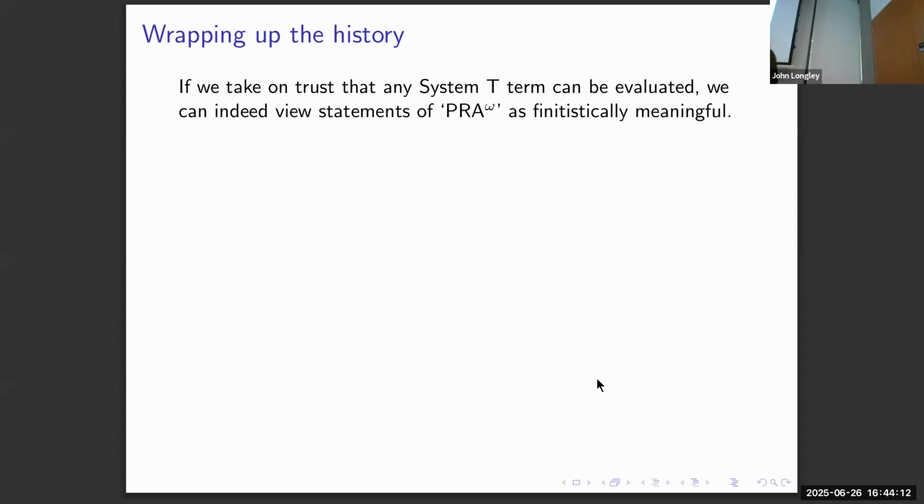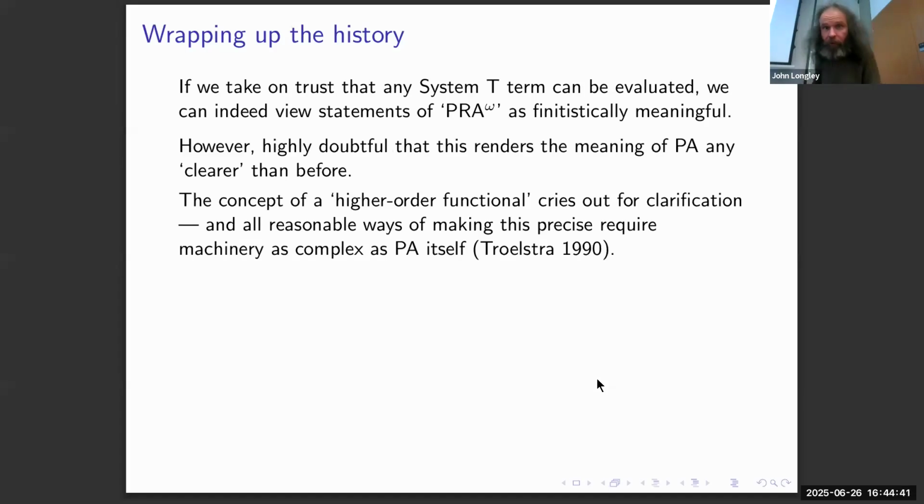But that presupposes you're willing to take on trust that any closed system T term you write down can be evaluated, that you can just hit a button and get the answer. As I mentioned earlier, that's a big question. How do we know every closed ground system T term can be evaluated to a numeral? Coming back to that. Modulo that, you can see this as finitistically meaningful. However, I think most people would say it's highly doubtful that this renders the meaning of the original Peano arithmetic any clearer than it was before.